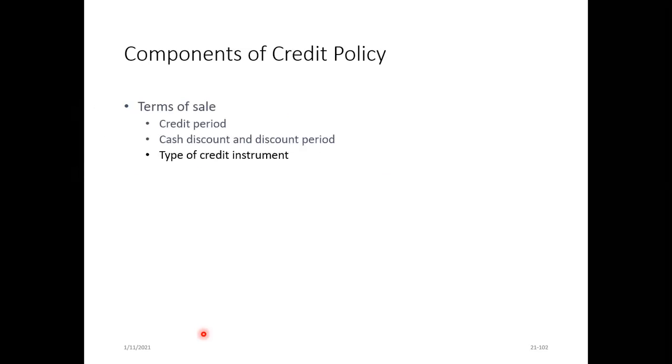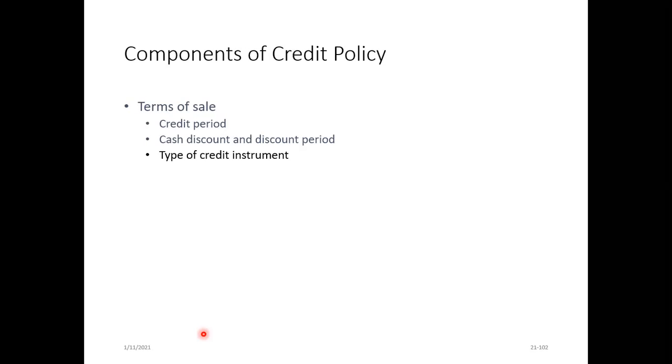And what are the components of credit policy? The first component, terms of sales. Terms of sales mean credit period. How many days are you allowing your customers to settle your money? Say, for example, a customer purchased from you on 1st of January 2021, and if you give 30 days credit period, he will give the money to you on 31st January 2021. That is credit period.